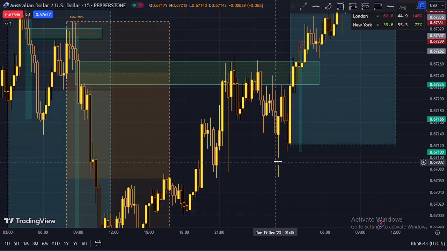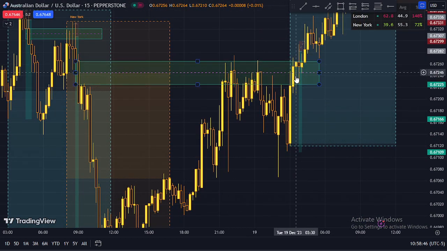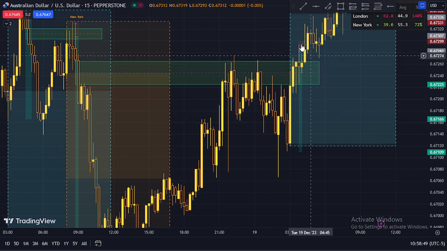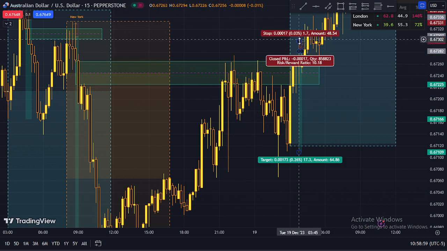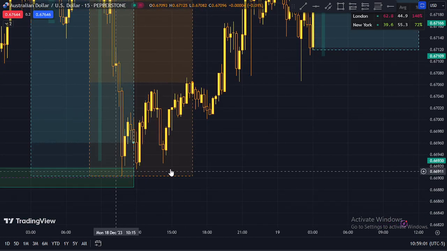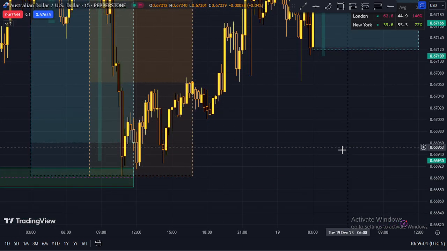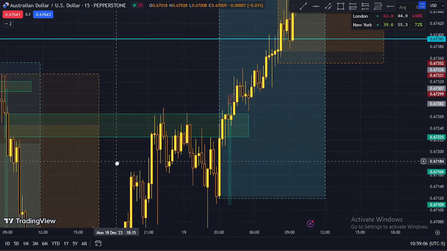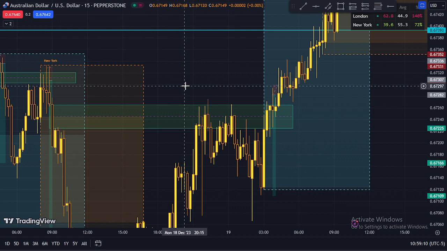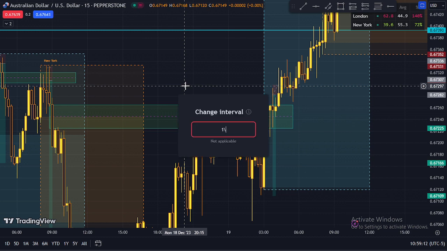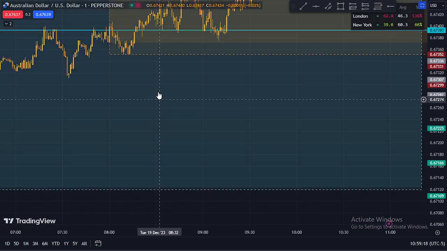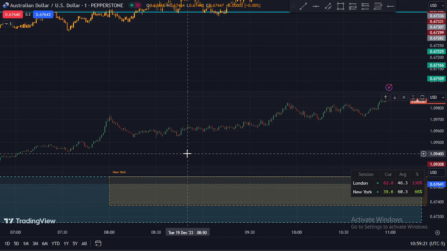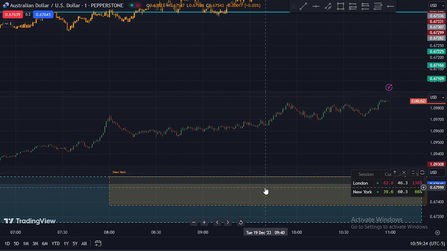So let's talk about this entry and also this. The reason why I went short right here is because we had already taken out the buy side. So it was ideal for me to go short and aim for a run below these lows, but we did not get that. So let's go to a 1 minute chart.